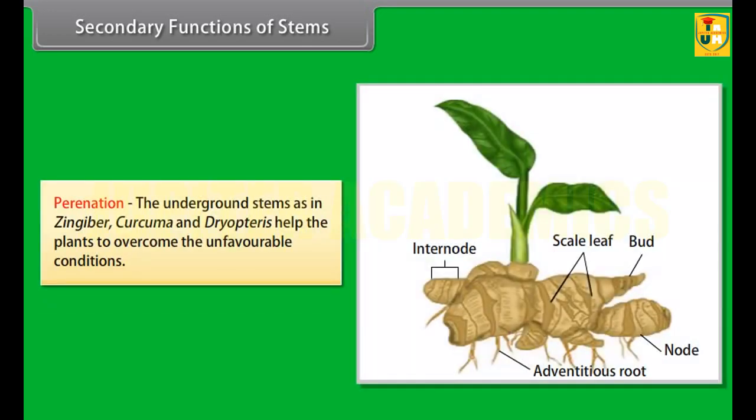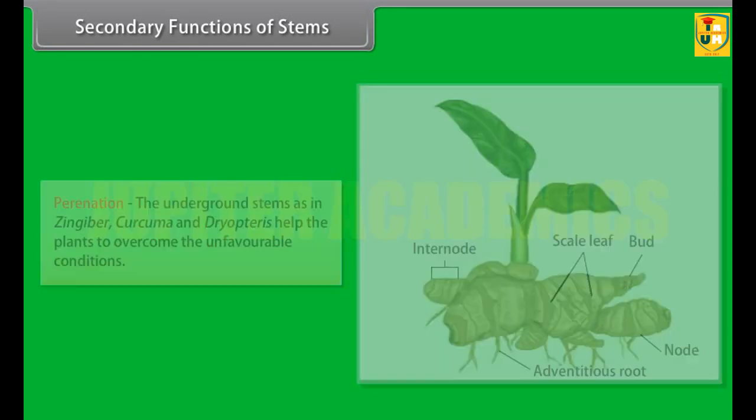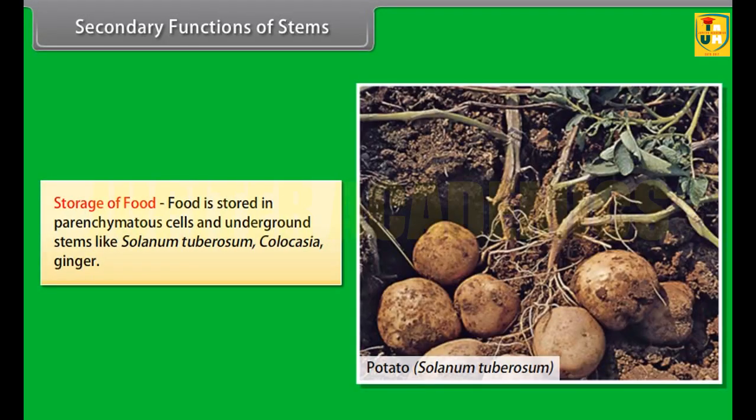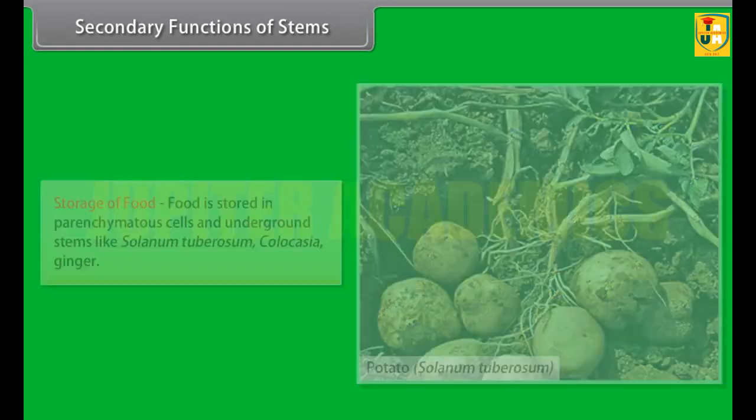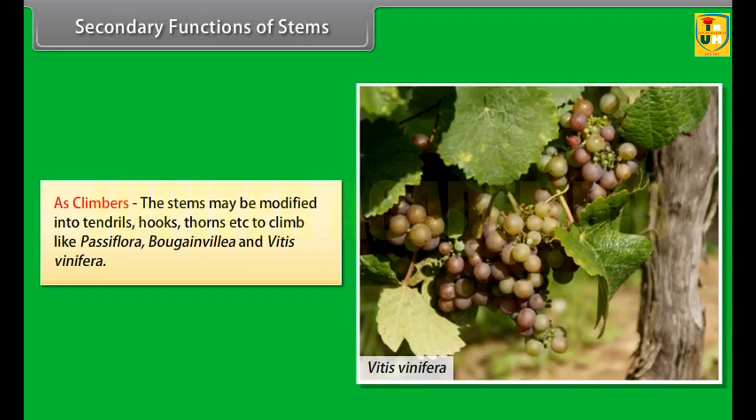Perennation. The underground stems, as in zingiber, curcuma, and dryopteris, help the plants to overcome the unfavorable conditions. Storage of food. Food is stored in parenchymatous cells in underground stems like Solanum tuberosum, Colocasia, ginger. As climbers. The stems may be modified into tendrils, hooks, thorns, etc. to climb like Passiflora, Bougainvillea, and Vitis vinifera.